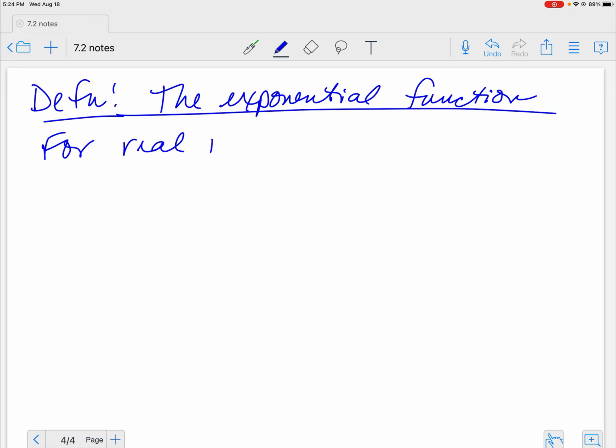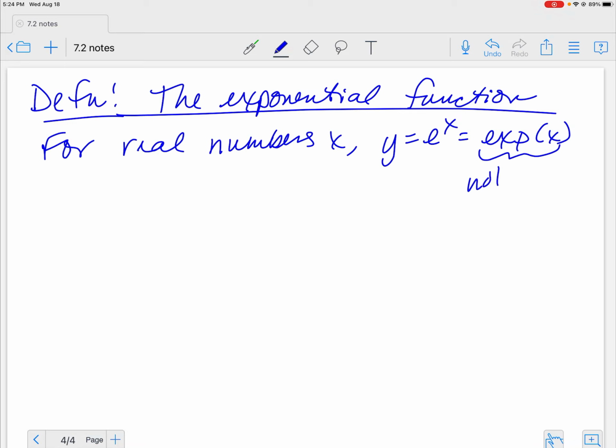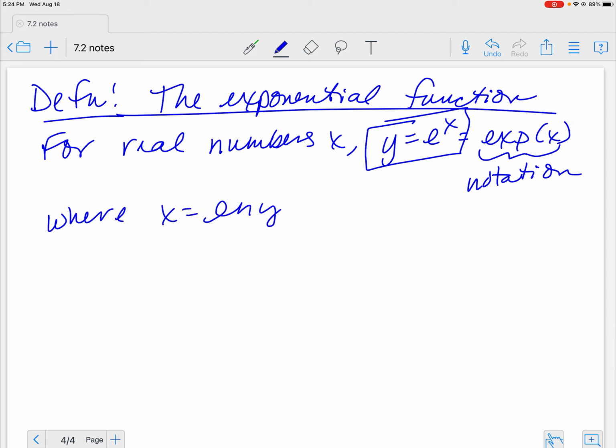For real numbers x, y equals e to the x is equivalent to writing y equals exp x. This is just another notation. So the natural exponential, if you write exp in front of it, that's just a new notation. This is the most common notation, y is equal to e to the x. But I wanted to show that to you because sometimes you see that, where x is equal to the natural log of y. Because as you know, the natural log and the natural exponential cancel each other out. Right?